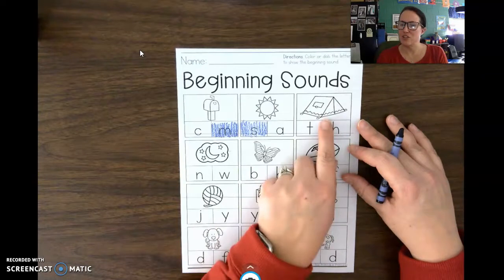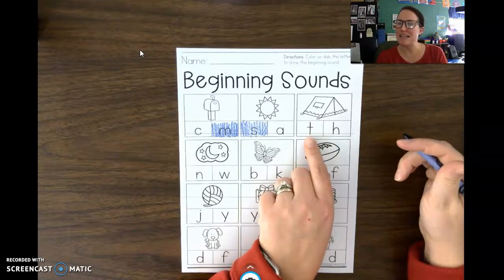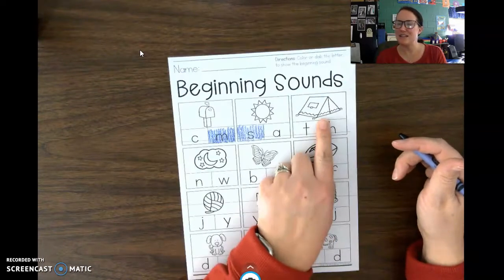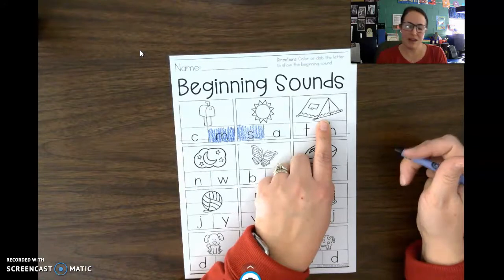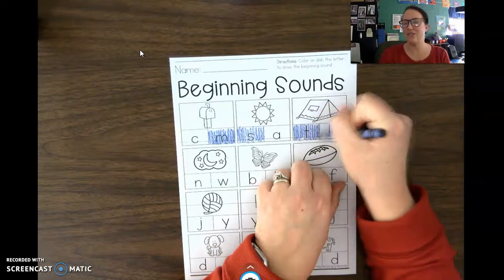Look at this next picture. Does anybody know what this is? This is a tent that you might use when you go camping. Listen to the word tent and see if you hear a T or an H. Tent, tent. What do you hear? I hear a T sound, T, the beginning of tent.